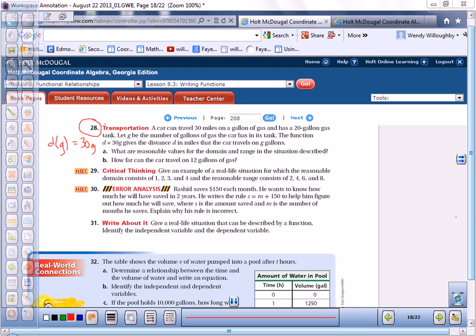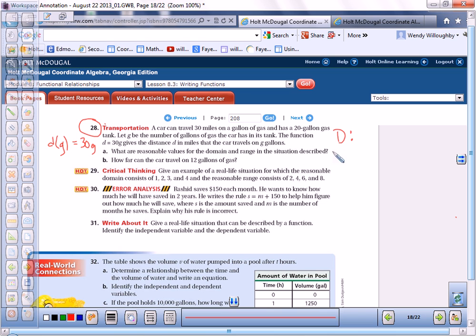What are the reasonable values for the domain? So what does the domain represent in this case? The gas or the distance? The domain, I'm sorry, not the D. The domain represents the amount of gas. The independent variable, the amount of gas. So how much gas could we have in our tank?